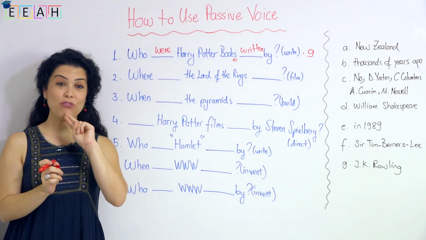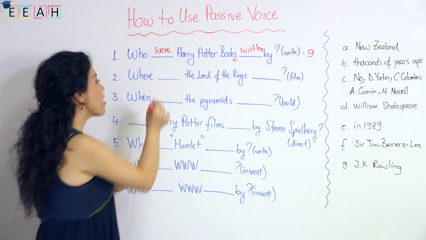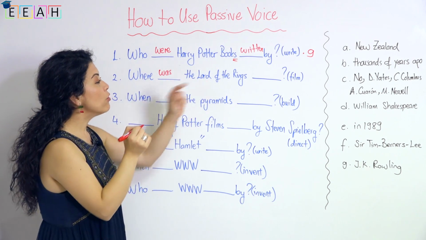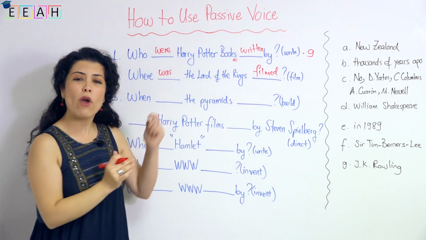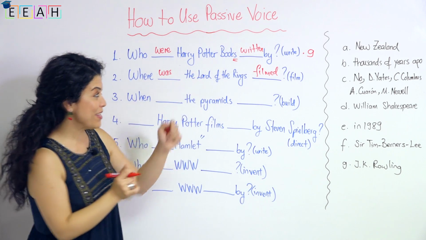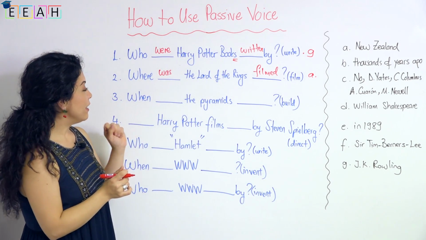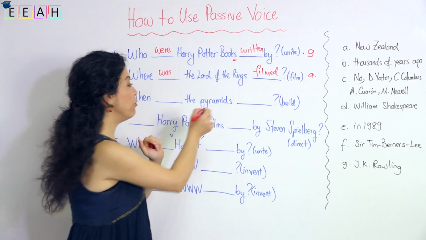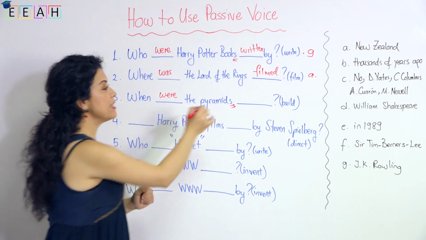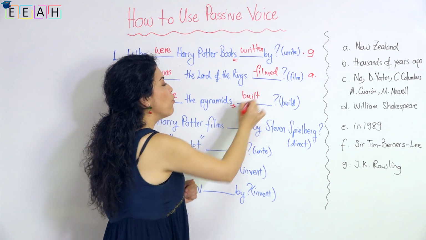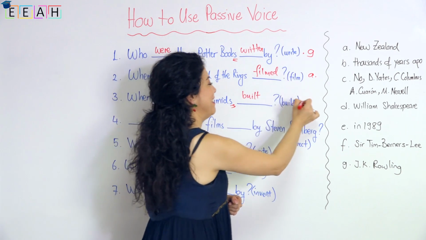Nice. Question number 2. Where was the Lord of the Rings filmed? Very nice. Where was it filmed? New Zealand. Yay! That's correct. Number 3. When the pyramids, plural again. So when were the pyramids built? When were they built? Do you know? Thousands of years ago. Yes.